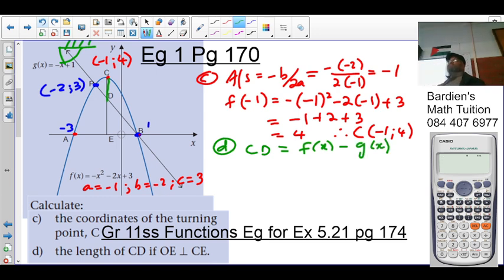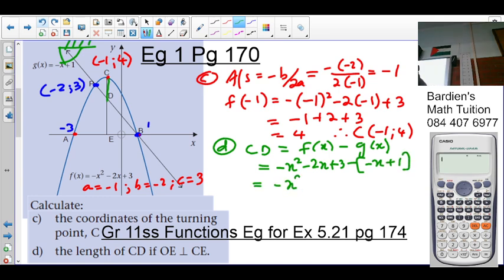Can you see that, people? It's the parabola minus the straight line. If that distance was here for argument's sake, then what would have been on top? The straight line. It would have been the straight line minus the parabola, which is g of x minus f of x. You guys understand? So that is simply going to give us f of x, which is minus x squared minus 2x plus 3, minus open brackets g of x, which is minus x plus 1. That gives us negative x squared minus 2x plus 3 plus x minus 1. So it's minus x squared minus x plus 2.